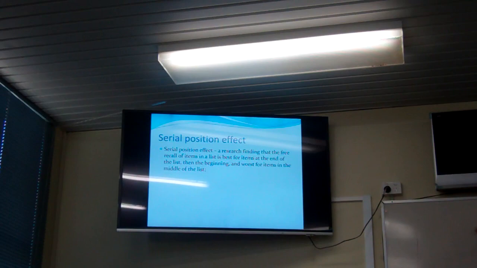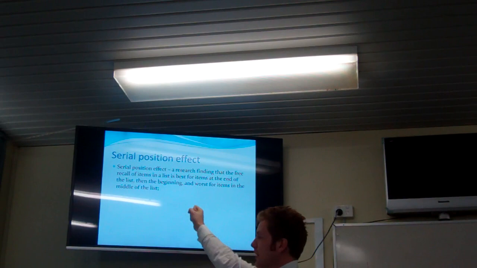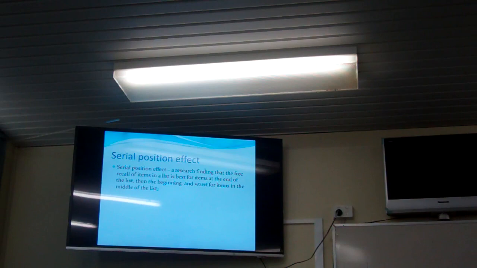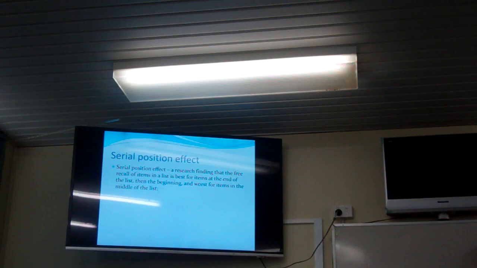I'm going to show you this graph in a second. Write down the subheading. I'm just going to explain this for the benefit of the video. The serial position effect basically shows that we tend to remember things at the start of a list and the end of a list more than things in the middle. If I gave you 10 things to remember, you would more often than not remember the first two things and the last two things rather than the ones in the middle.